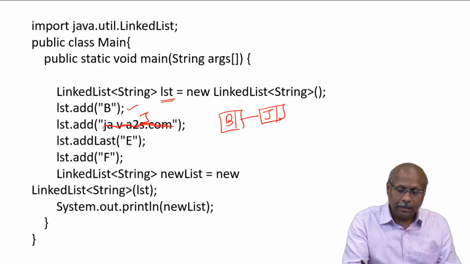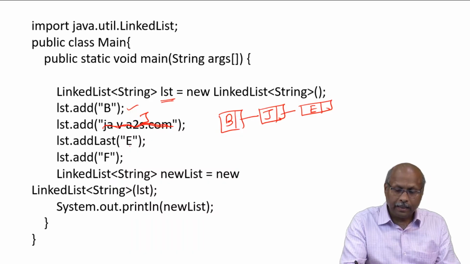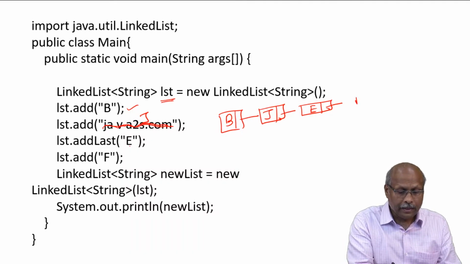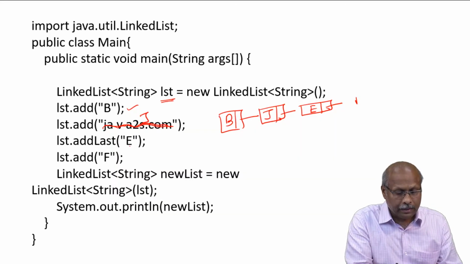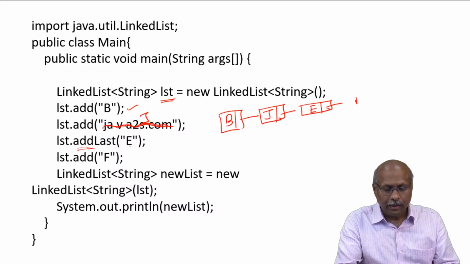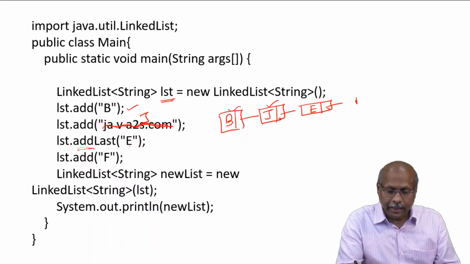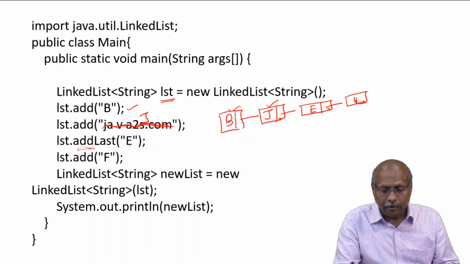After J, then again E will come. After E, then F will come. Sorry, this is B, this is J, and this is what? Add last. Add last and add both are the same only. Because first B added, then J added, then add last, E added. After that, add F. So automatically it goes to last only.